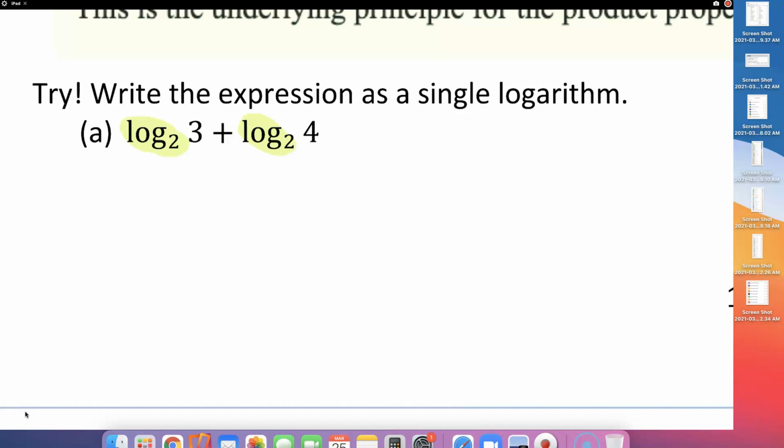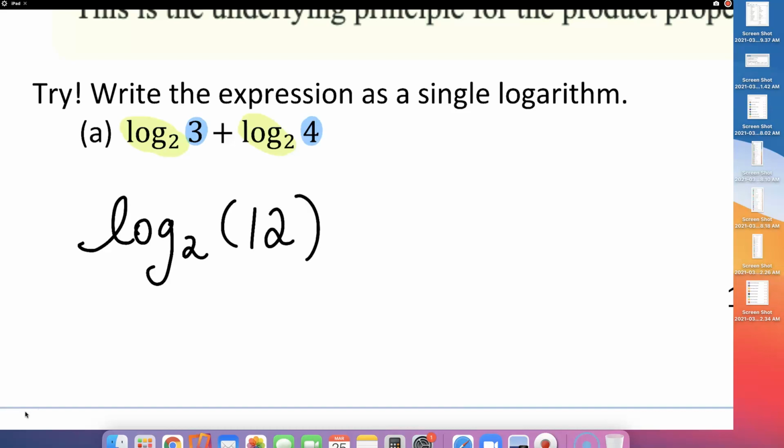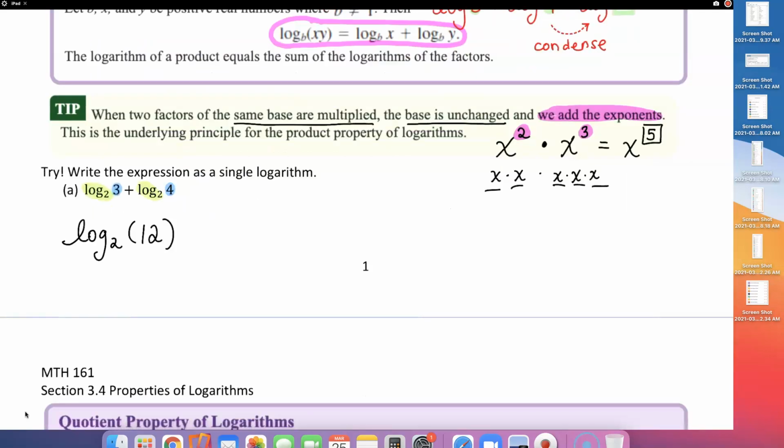Because they have the common base 2, I will go ahead and write this as log base 2 of... Now I need to multiply these arguments. You have to do 3 times 4. So the new argument is 12, not 6. Okay, so that was one example. I have some room on the side. How about I give you a couple more of these?